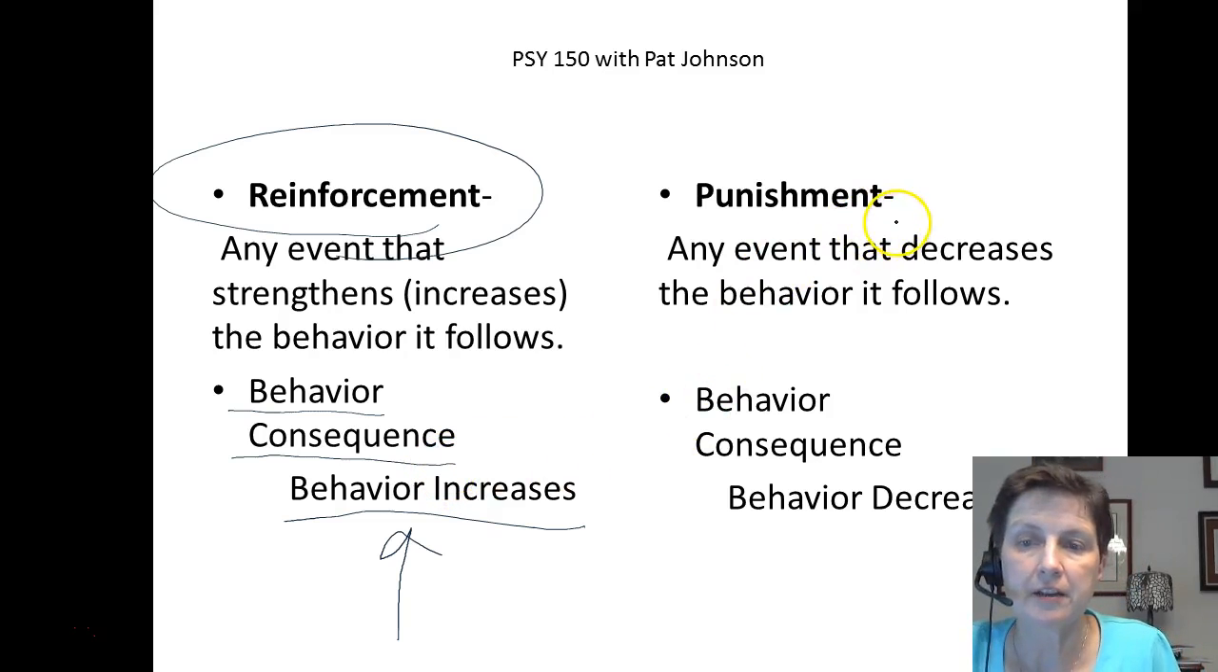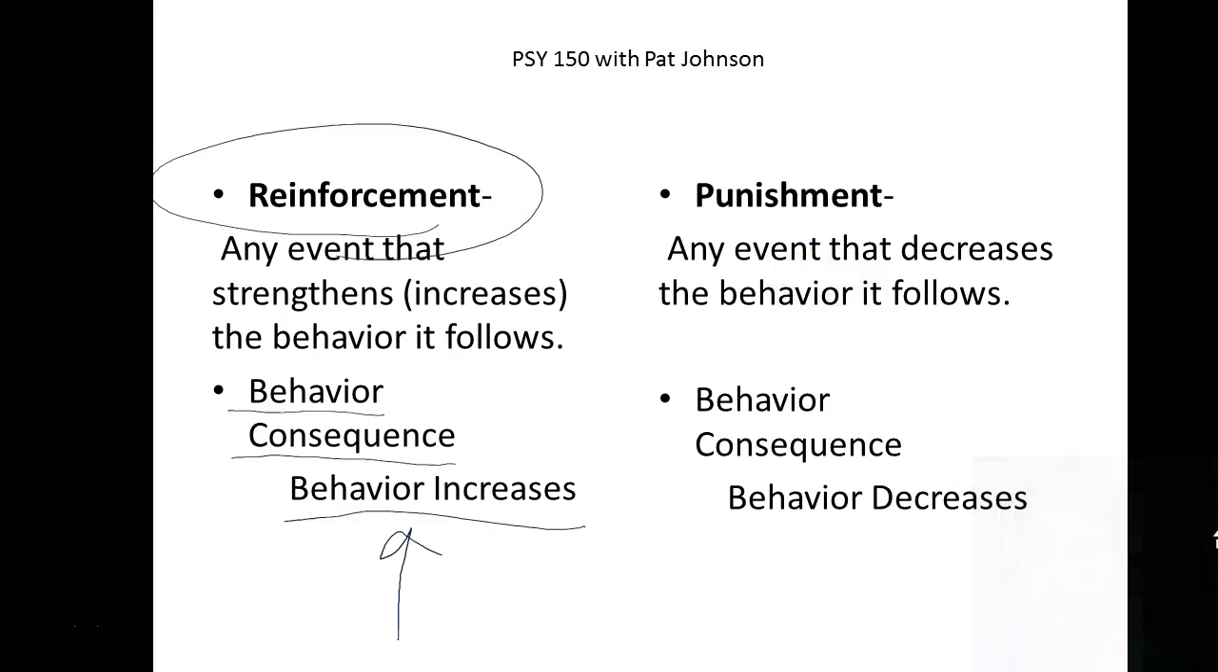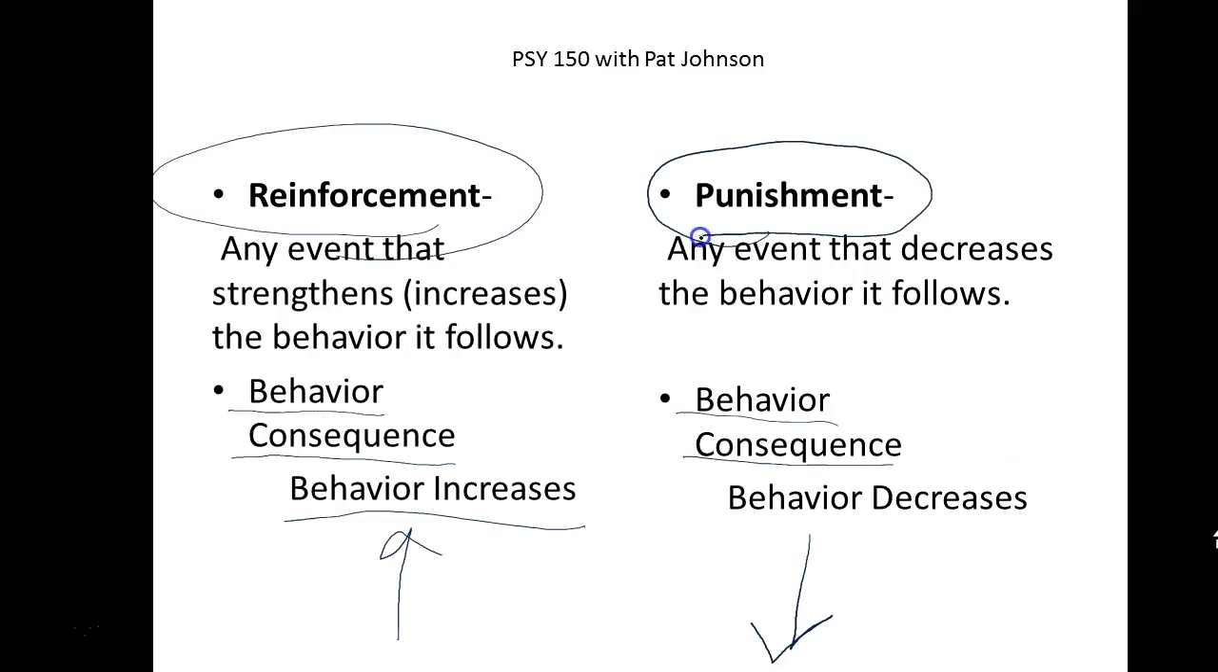On the other hand, punishment is any event that decreases the behavior it follows. So we have a behavior, there's a consequence. If that behavior decreases, if it goes down, we call that punishment. So whether or not something is reinforcement or punishment depends on whether that behavior increased as a result or decreased as a result.